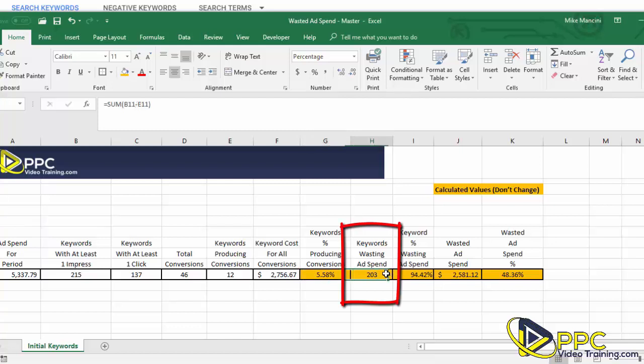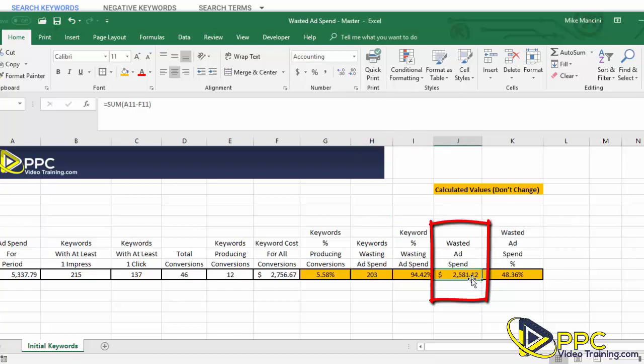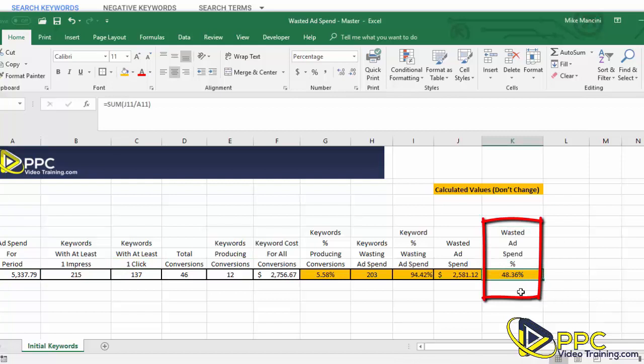That means that 203 of those keywords might have gotten clicks, but they didn't produce anything. So that means you have 203 keywords that were wasting your advertising spend. 94% of your keywords are wasting your advertising spend. That means $2,500 of the $5,337 was wasted money. The percentage, 48%. 48% of all of the clicks did not turn into conversions.